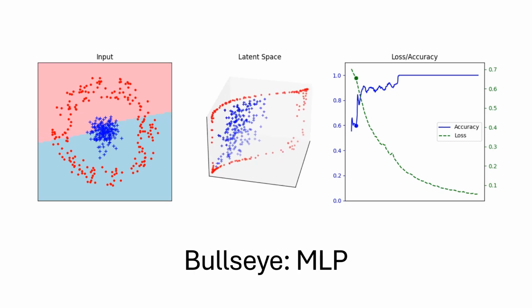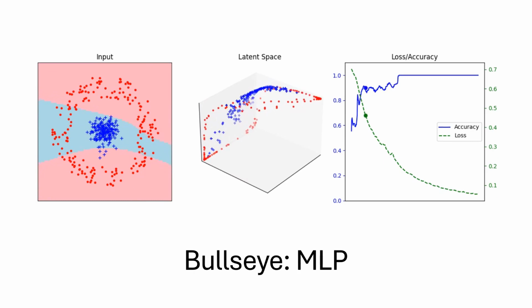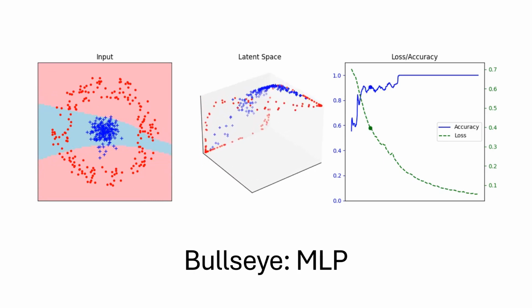We have a similar story with the bullseye problem. The network uses the extra dimension to embed the data such that a decision boundary can cleanly separate it.